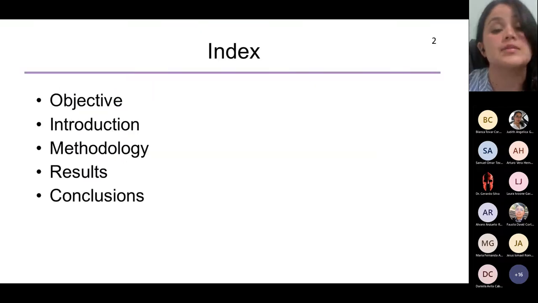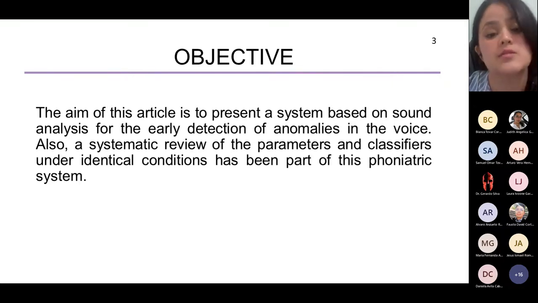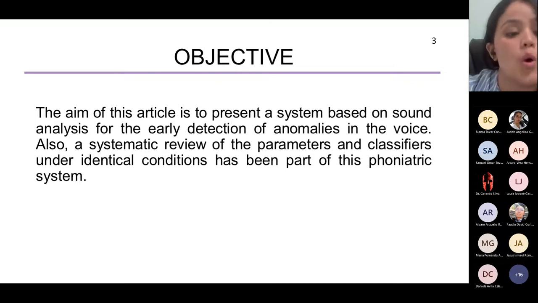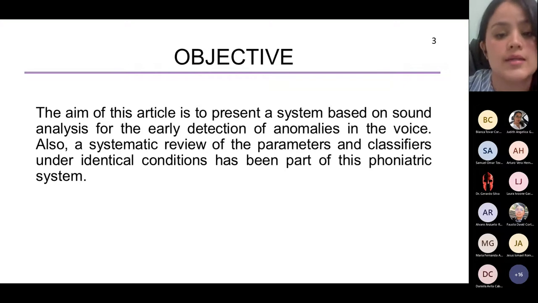The presentation will take the order present in this slide, starting with the objective of the work developed. The aim of this paper is to present a system based on sound analysis for the early detection of anomalies in the voice, and also a systematic review of parameters and classifiers under identical conditions has been part of this phoniatric system.